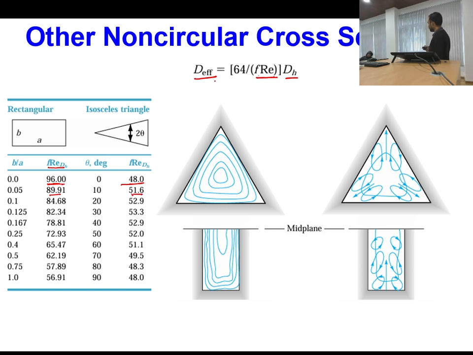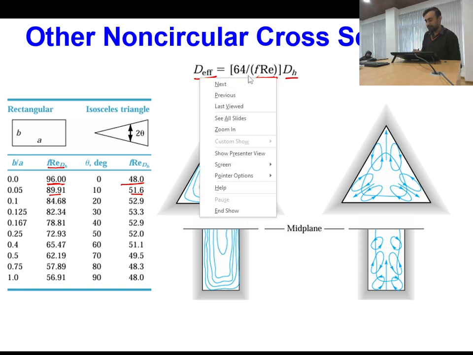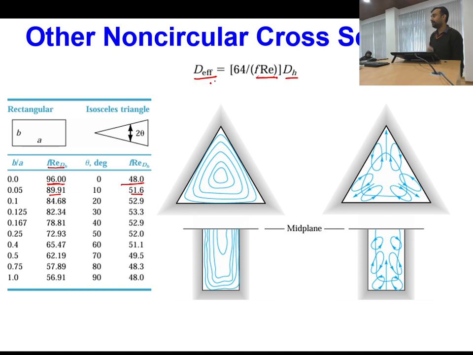Okay, is this one clear? So whenever I have to use a non-circular geometry, if the laminar theory is known for that particular geometry, then by taking the help of that laminar theory, I can get this number F into RE, which will give me the effective diameter.